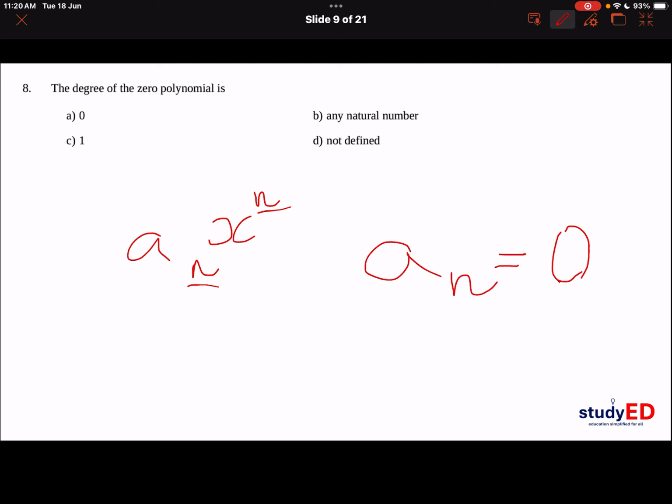See, over here you're directly taking the polynomial as 0 because it cannot be further expressed into anything else. So you can't have a specified value or a degree for a zero polynomial. Hence, it has to be not defined. A constant polynomial can have a degree, but not a zero polynomial. Hope that's understood. Then let's continue. So 8 is not defined.